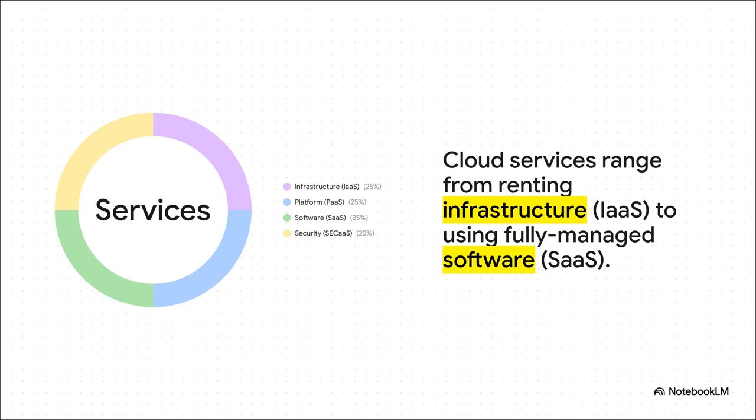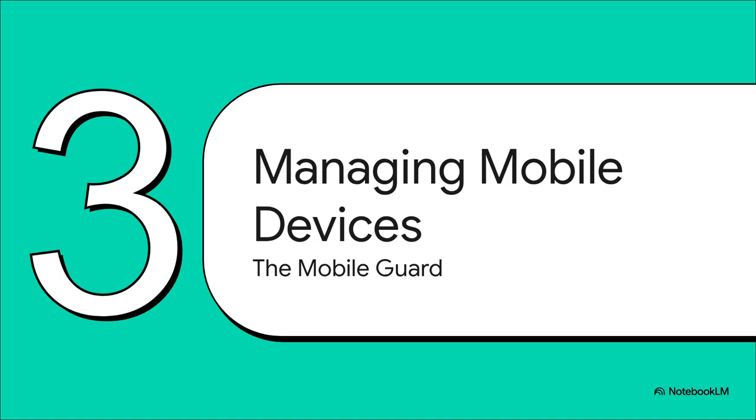And within that cloud, you can choose different levels of service. Infrastructure as a service, or IaaS, is like renting the land and the raw building materials. You build everything yourself. Platform as a service, or PaaS, gives you the foundation and framework to build on. And software as a service, or SaaS, is basically a move-in ready apartment. You just show up and start using it. You can even get security as a service, which is like hiring a dedicated security team to guard your cloud setup.